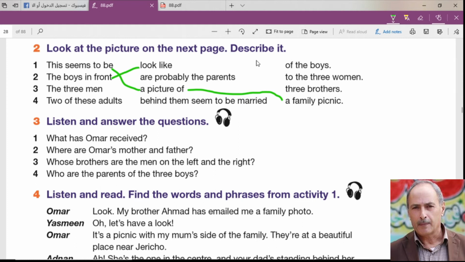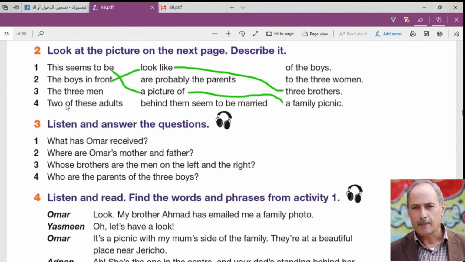What about the third part? We read the sentence from the beginning. The boys in front look like can't be followed by of, can't be followed by to. So this is the right choice. The boys in front look like 3 brothers. Now let's go to number 3.